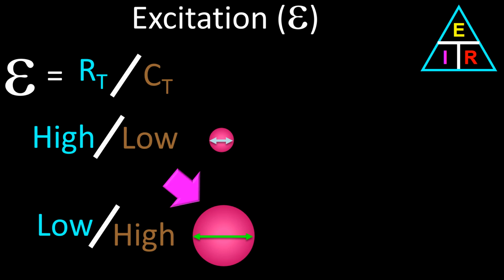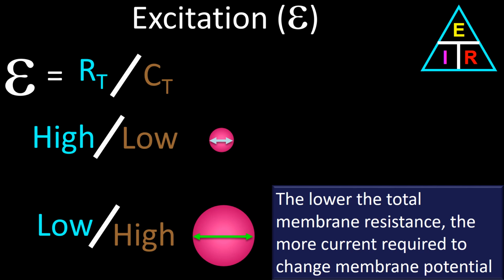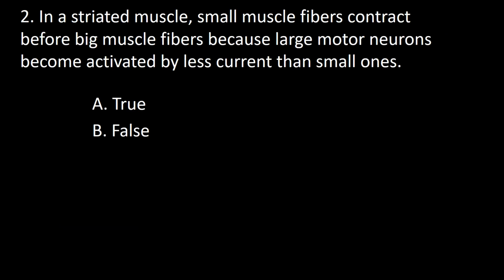In a large neuron, the low total membrane resistance has the effect of increasing the amount of current needed to trigger an action potential. And since it also has more total membrane capacitance, it also requires more current to charge the membrane prior to excitation. So the answer to this question is B.